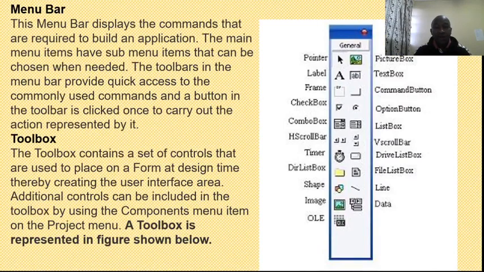Then on your left, on this side, we have the toolbox. The toolbox has various tools. You can see you have the pointer, you have the label, checkbox. Therefore, you can use these tools here on your application development. Therefore, this is an image of the toolbox. Then we can go straight and look at various parts.